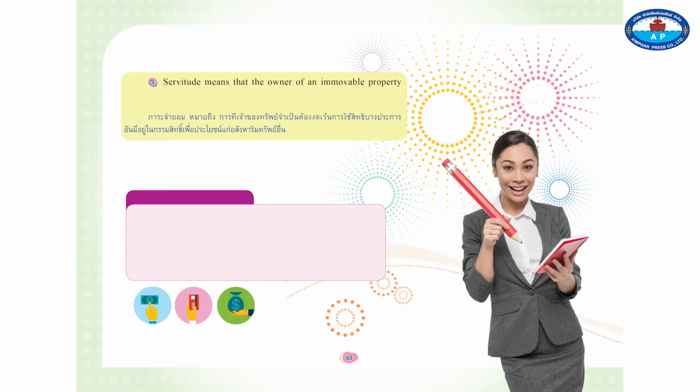3. Servitudes means that the owner of an immovable property necessarily has to refrain from exercising certain rights inherent in his ownership for the benefit of another immovable property.